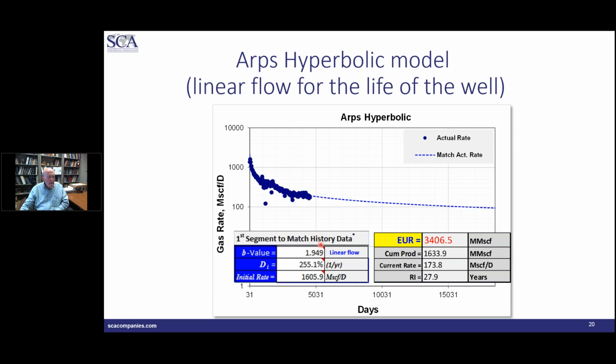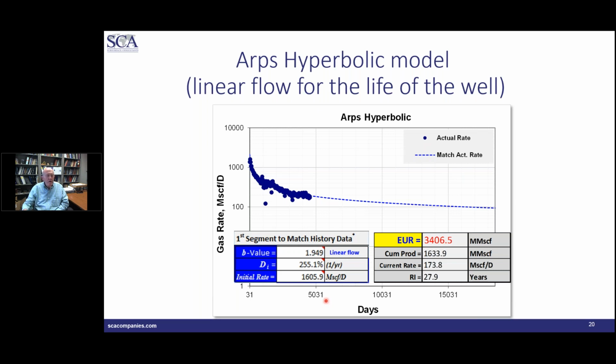Notice the B value. It's essentially 2.0. There's enough scatter in the data that we don't get exactly that, but the fit is essentially 2.0. A B value of 2.0 is exactly what theory tells us to expect for transient linear flow. That corresponds to a -1/2 slope on our log-log plot. And we see that we can fit all these data very well with this Arps B of essentially 2. The parameters that you see here just come from the particular software that we use to analyze these data.